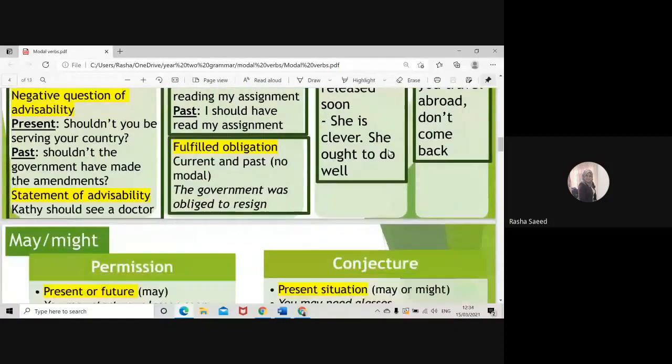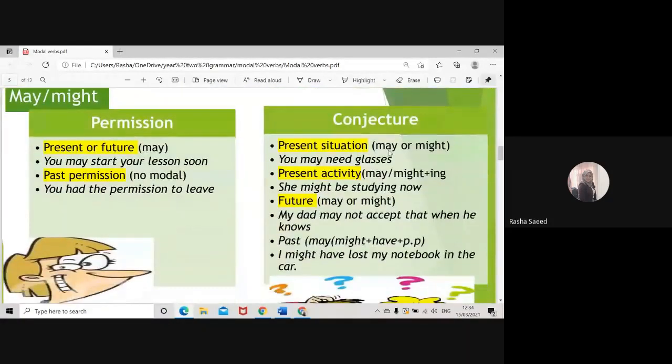Right. The next one that we are focusing on today is may and might. There are 2 major meanings explained by may and might. The first one is giving permission. You all know that you might give permission to somebody, and we mentioned last time can and could. We said that we usually give permission using either can or may. For instance, you may start your class soon, or you may leave now.